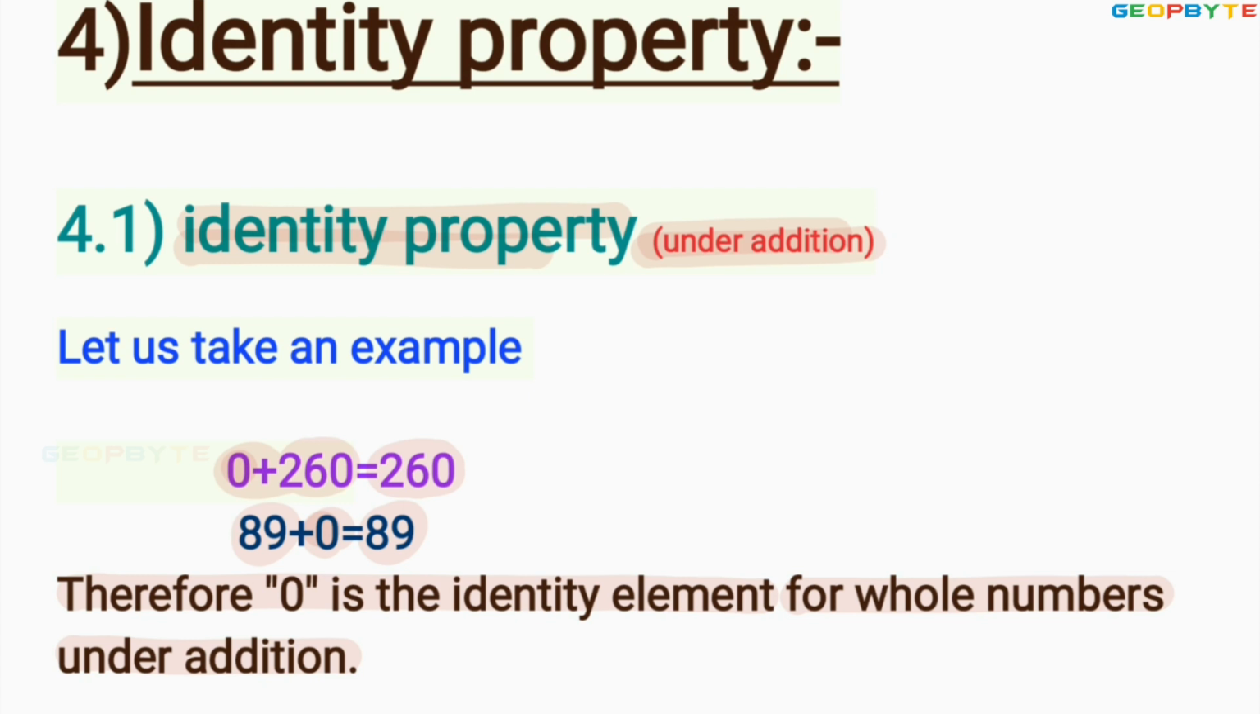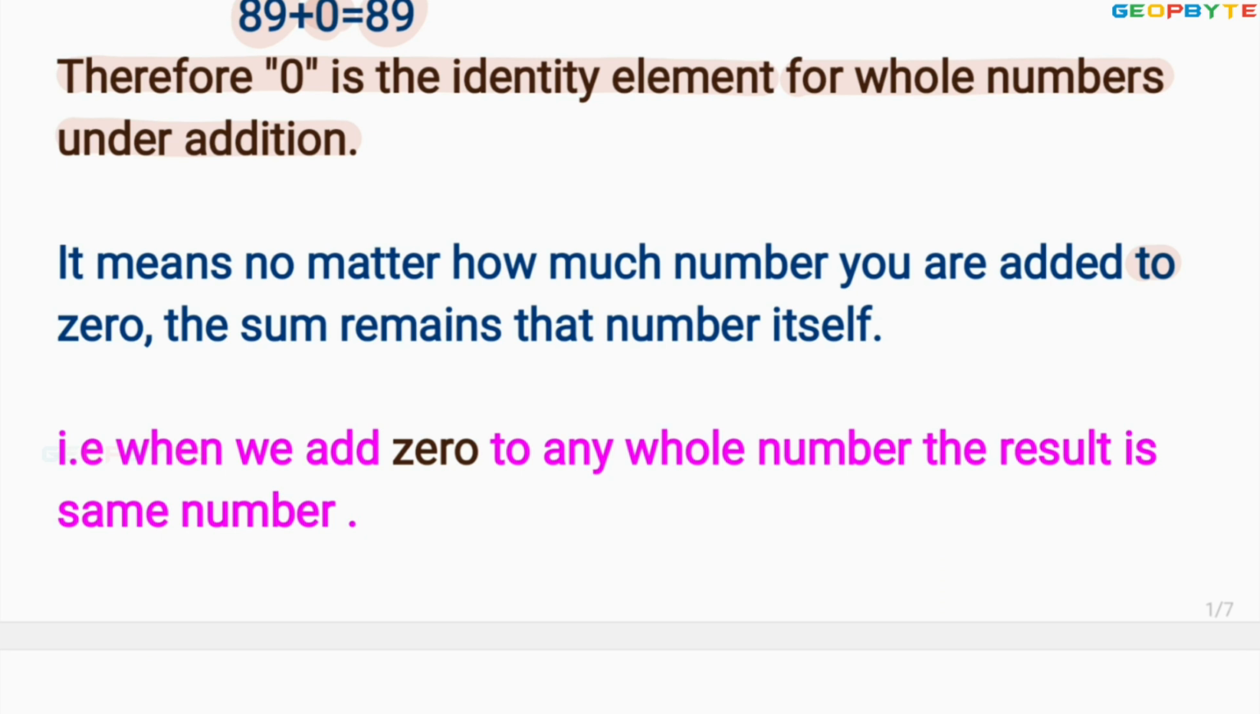The conclusion I wrote like this. Look at the conclusion. It means no matter what number you add to 0, the sum remains that number itself. And it means when we add 0 to any whole number, the result is that number only. That means if you add any number to 0, the result is that particular number only. That is about the identity element for addition.